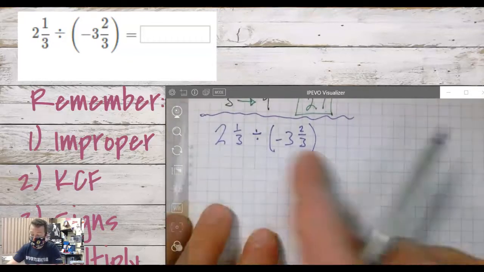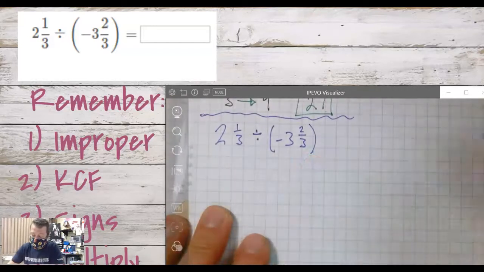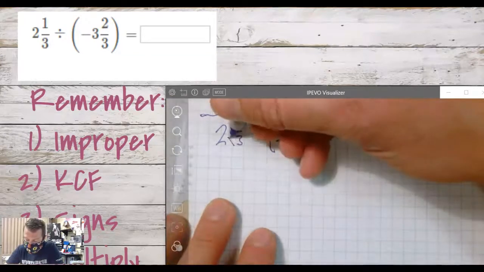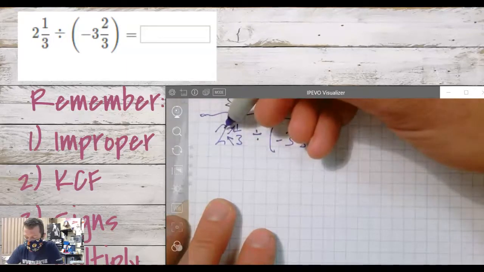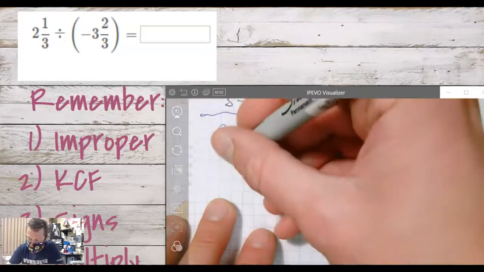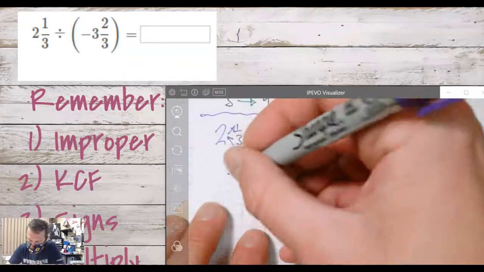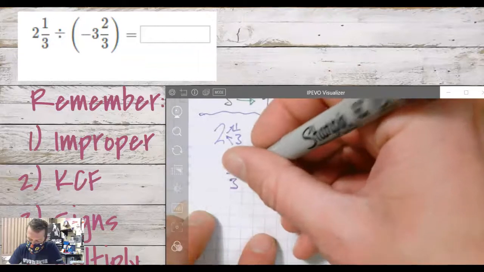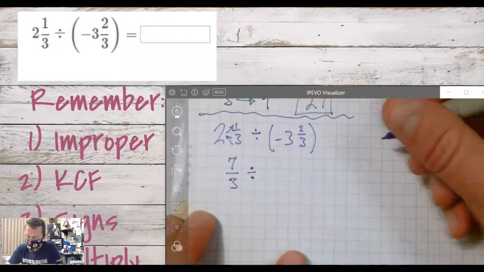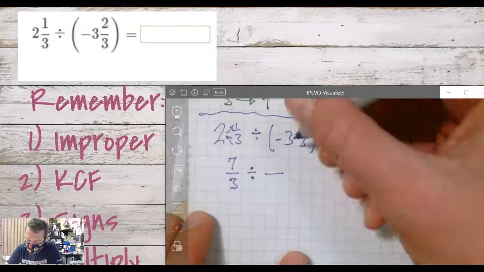Make it, or them, right, because we have 2 here, make them improper. So 3 times 2, 6 plus 1 more, 7, denominator stays the same. Keep it as division for right now. Don't try to combine steps. That's how we make mistakes.